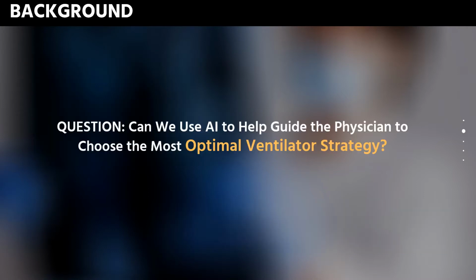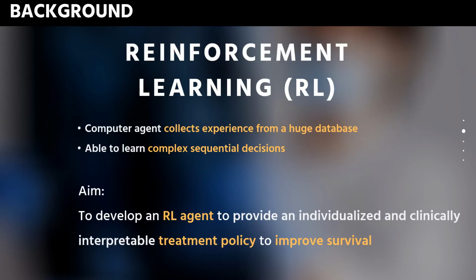But what if we had an AI system that could understand the complex interplay of variables in different patients and help physicians choose an optimal treatment strategy both at the start and during the course of mechanical ventilation? Reinforcement learning, or RL, is an AI method that can do that. In RL, a computer agent collects experience from a huge database, far surpassing the experience of any human.